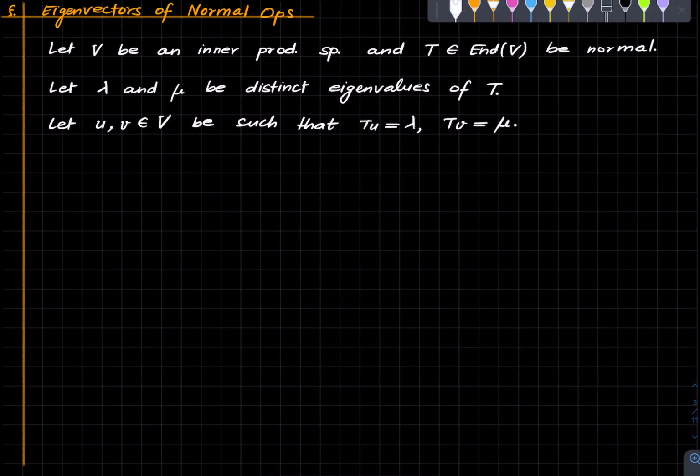All right. So then here is the claim. We claim that U and V are orthogonal. So eigenvectors corresponding to distinct eigenvalues of any normal endomorphism are orthogonal, is what we are trying to show. So here is the proof.